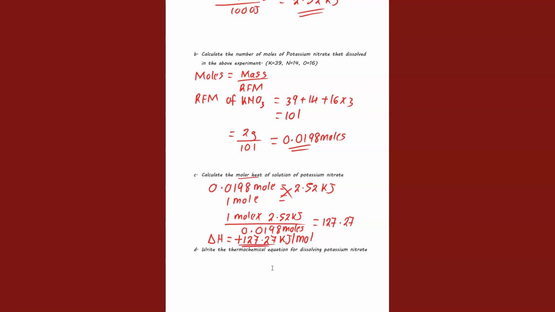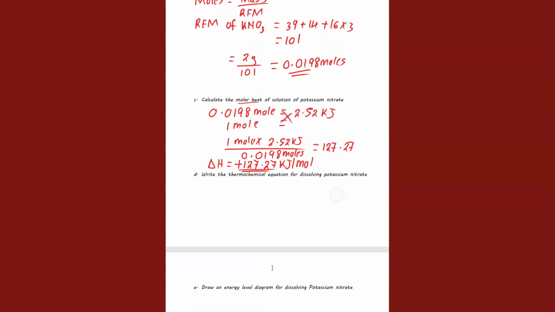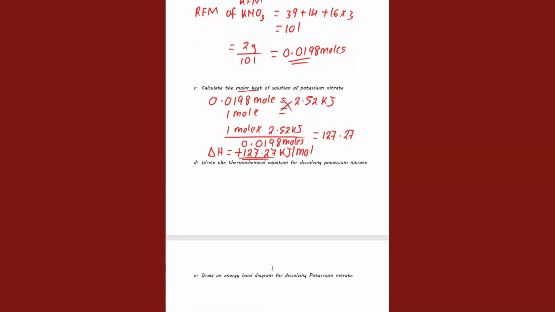That will be the molar heat of solution. The next question, you are told to write the thermochemical equation for dissolving potassium nitrate. Now, a thermochemical equation is an equation that is written together with the enthalpy change.